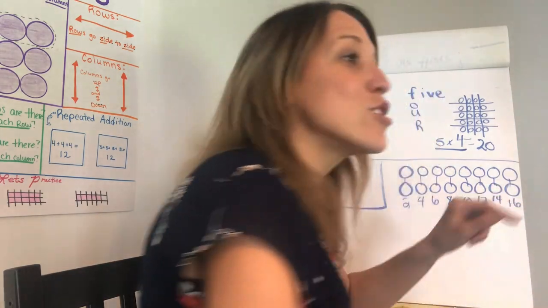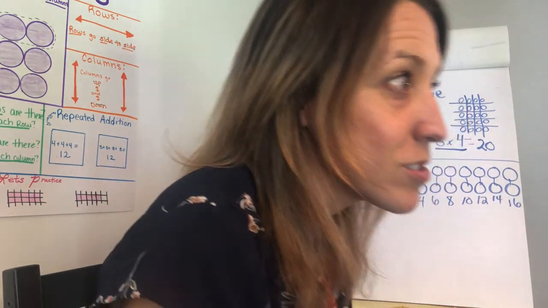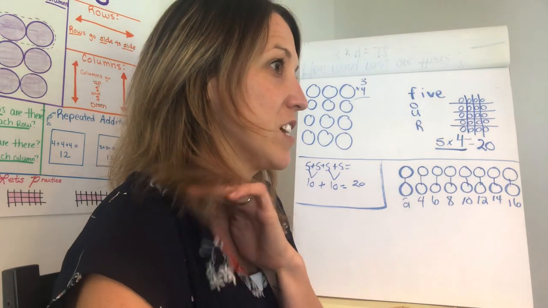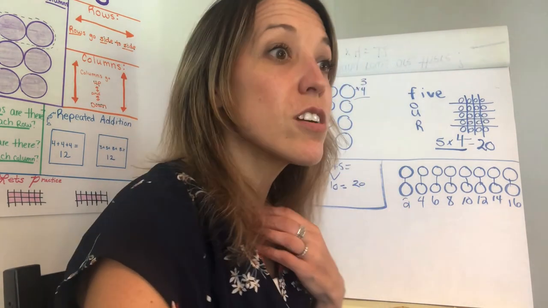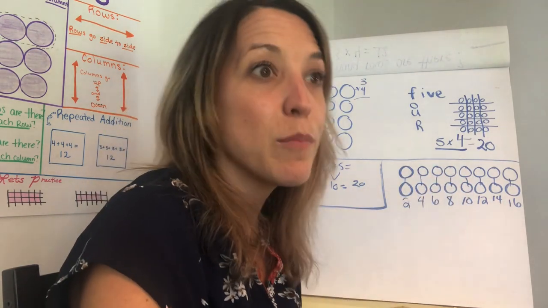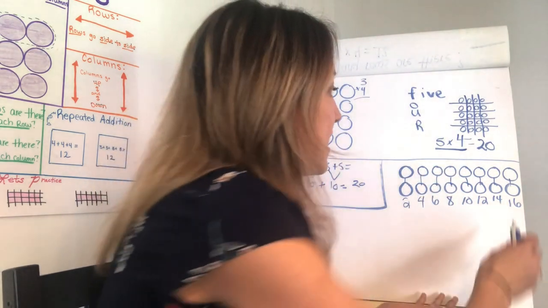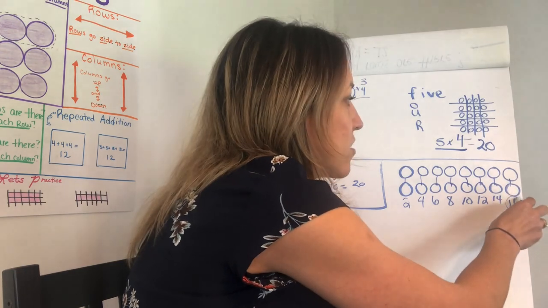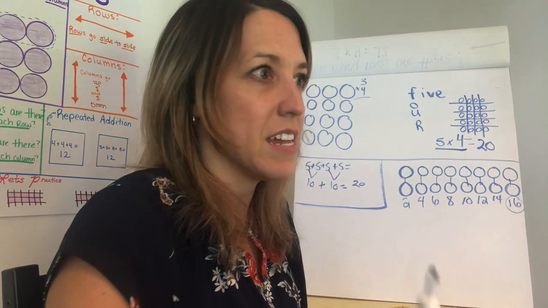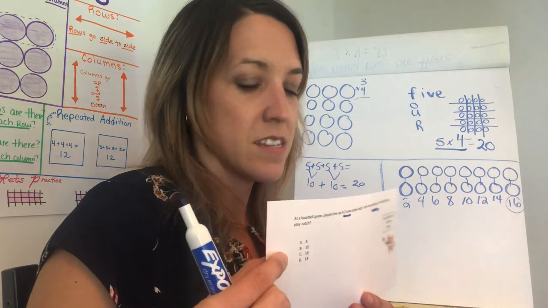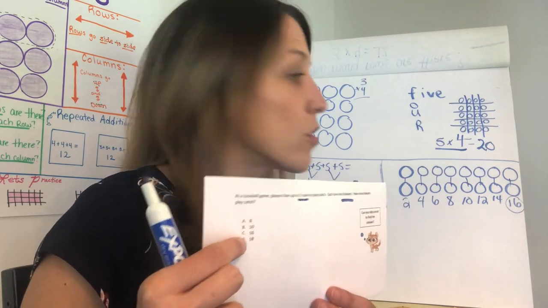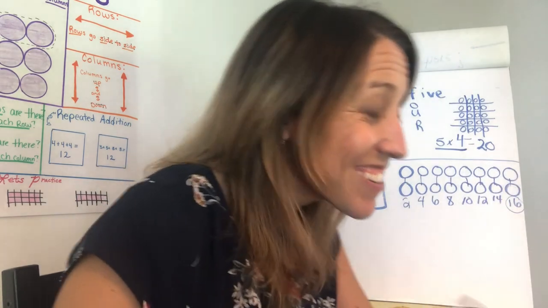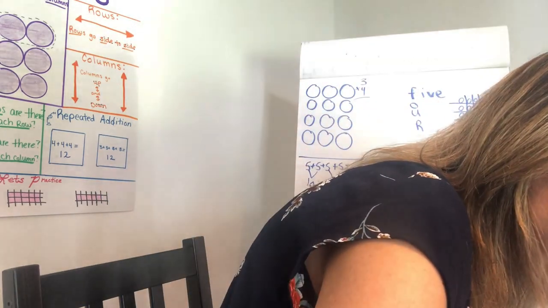2, 4, 6, 8, 10, 12, 14, 16. Good job counting by 2s, friends. All right, so we used our skip counting to find out how many players there were. Now, is our number one of the answers that's given? Let's look at them again. We've got 8, 10, 16, or 18. There's our number, it's right there, it's 16.